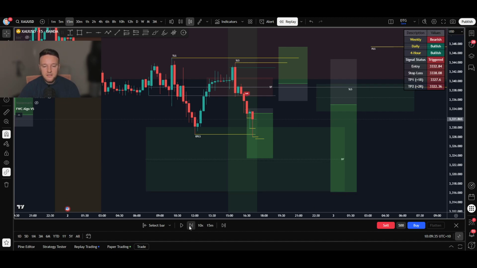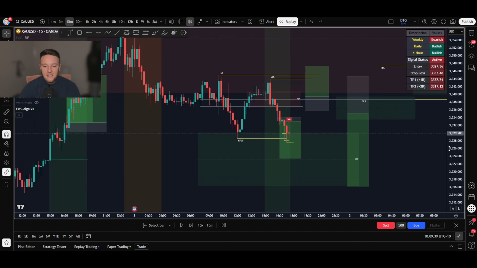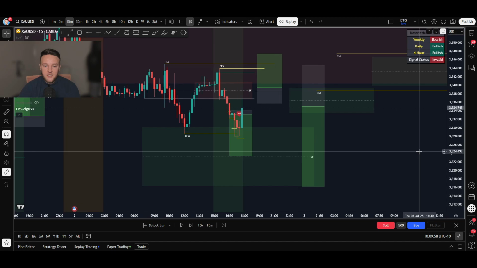And as you can see, price then continued driving down, tapping into the daily zone again, also grabbing liquidity here on the left-hand side. So we've got a tap into the daily bullish zone and a bullish liquidity sweep. You're going to see what happens from there. Boom, beautiful move to the upside.